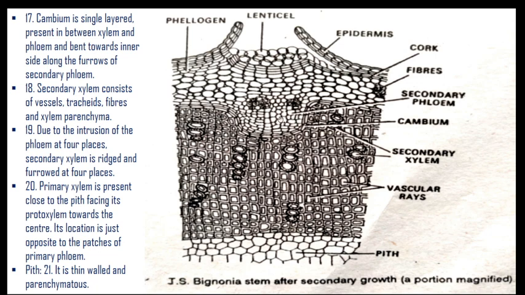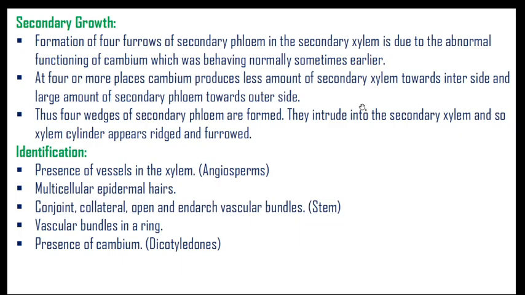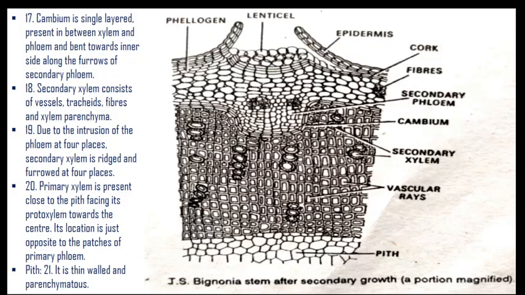These are the secondary phloem, and this is the cambium. These are the secondary xylem. This one is the vascular rays, and this is the central pith.